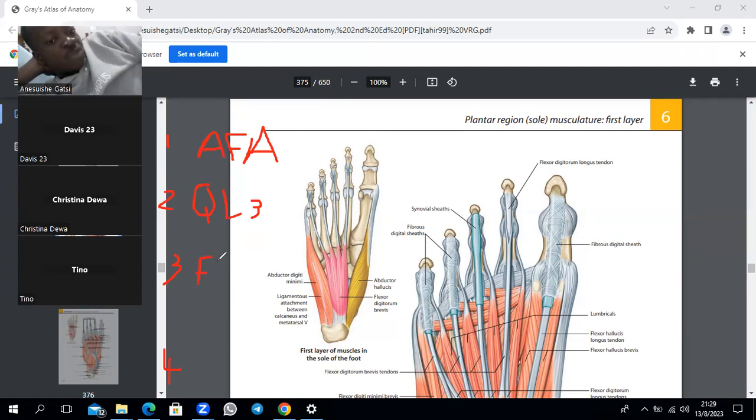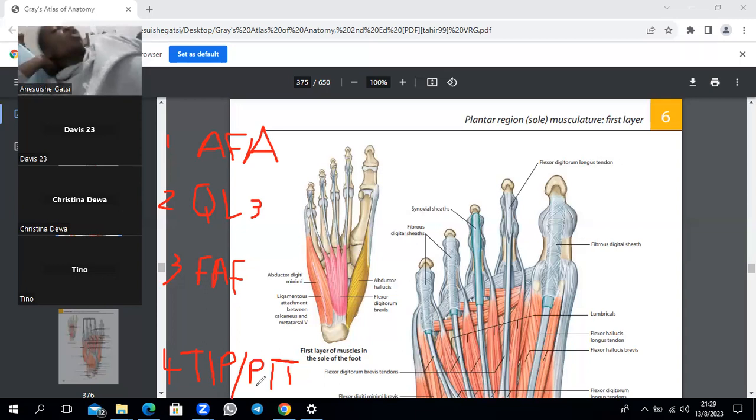These are mnemonics I made in 2020, pre-COVID, I think. The fourth one, you can either say tip or pit. Whatever you remember better. So the sole of the foot is layered. So first layer it's alpha, second layer QL3, third layer FAF, fourth layer tip or pit.